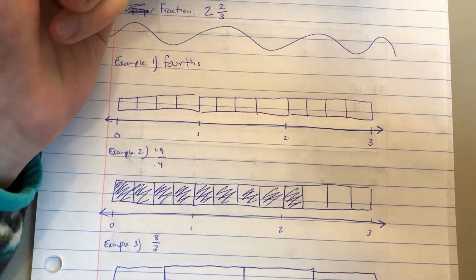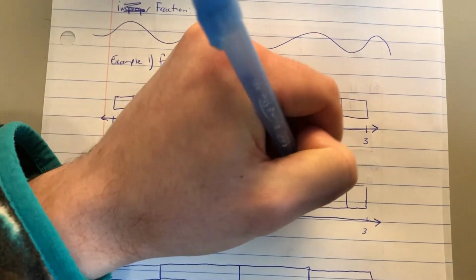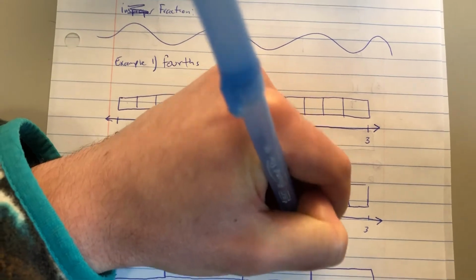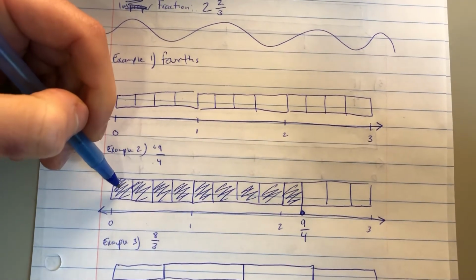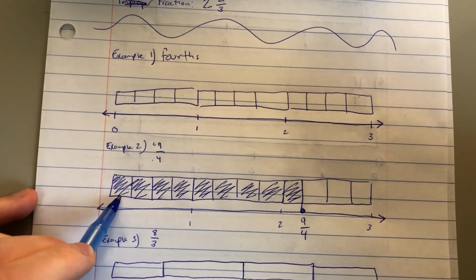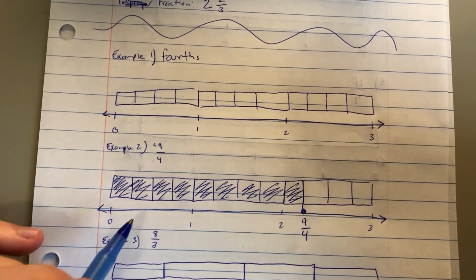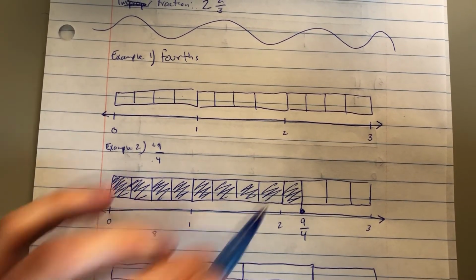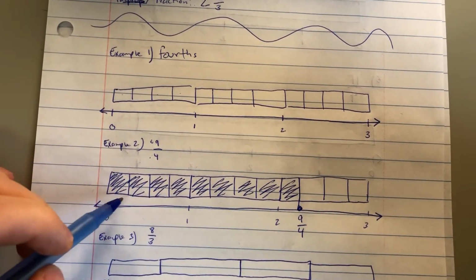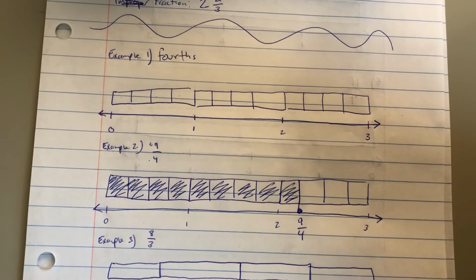And now it's just exactly like what we've done before. I'm going to drop down, put a dot, and plot 9 fourths. I made my fourths because each whole number from 0 to 1 is divided into 1, 2, 3, 4 parts. And I know that this is 9 fourths because I've shaded in 9 of those parts.